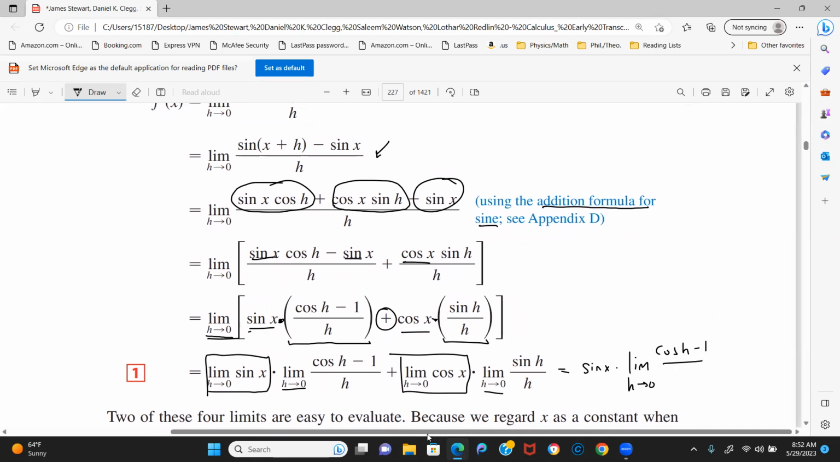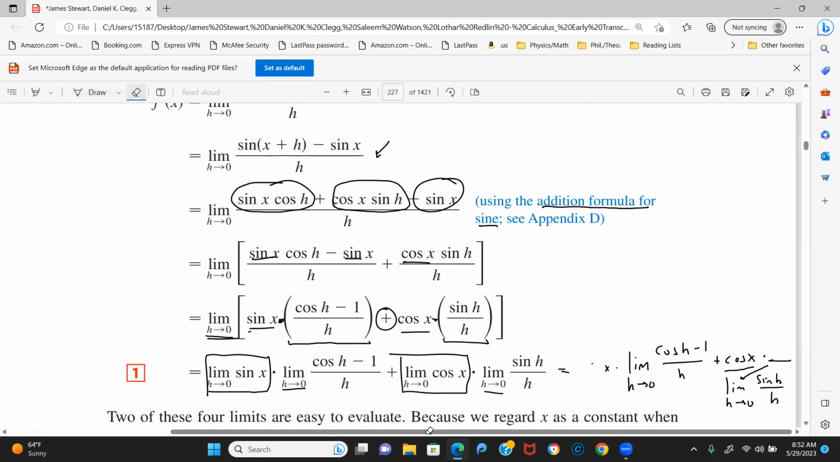Oof, I don't know if I'm going to fit that divided by h. And then this is going to be plus cosine of x times, and then what's supposed to go here is the limit as h goes to 0 of sine of h over h. Sorry about that. Now here's something cool to note though. Our conjecture, our guess, was that this derivative should be equal to cosine. And notice we do have a cosine up here. We do have this sine here.